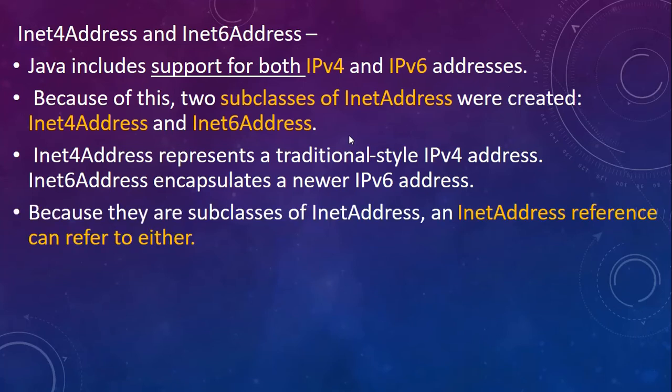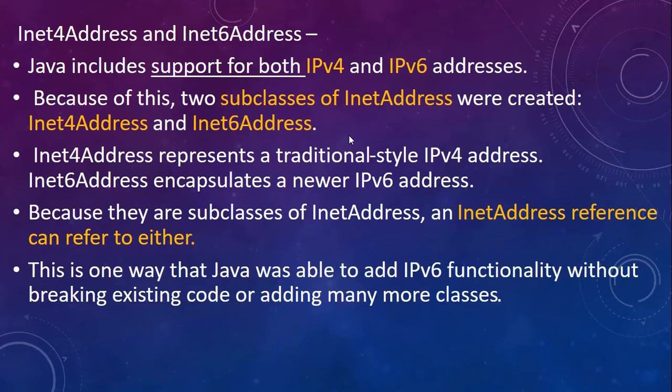address. Now, because they are subclasses of InetAddress, the InetAddress reference can refer to either an IP version 4 or IP version 6 address. This is one way that Java was able to add IP version 6 functionality without breaking the existing code or adding many more classes. So tomorrow if a new version comes, that again will be created as a subclass of this InetAddress. So instead of using a specific Inet4Address class or a specific Inet6Address class, if you just use a superclass that is called InetAddress, it's okay for you. Java will resolve the versioning issue.